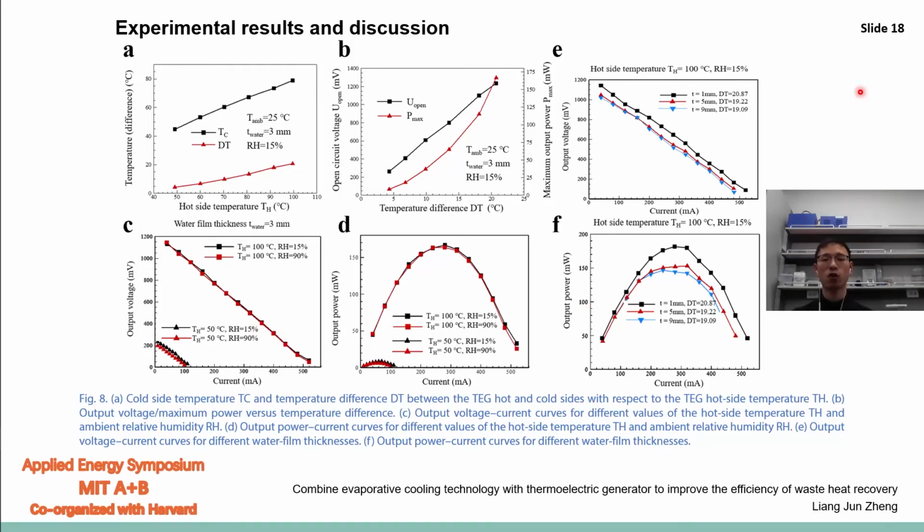E and F are for figuring out the water film thickness effects on the TEG. So we fix the hot side temperature at 160 degrees and the relative humidity at 15%. And as the water film thickness increases, the output voltage and the power decrease. So this means the hot side temperature has a main effect on the TEG performance, and the water film thickness also has a main effect on the output performance of the TEG. But the relative humidity has a negligible effect on the TEG performance.